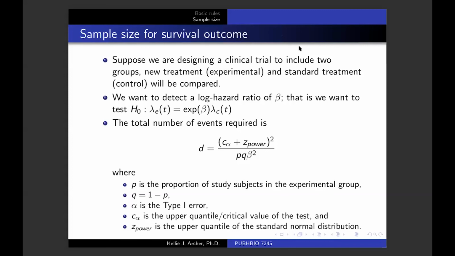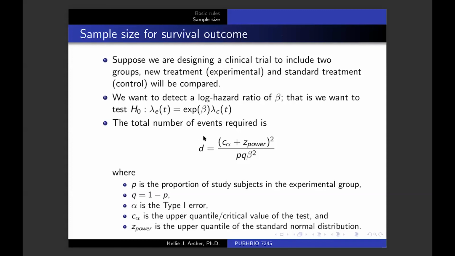So sample size calculations for a survival or time to event outcome are more complex. Suppose we're designing a clinical trial to include two groups, a new experimental treatment and a standard treatment, or our control treatment, which are going to be compared. We need to specify what log hazard ratio, or beta, we want to detect. This is what we want to test.